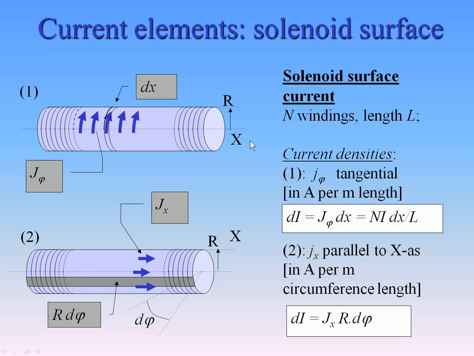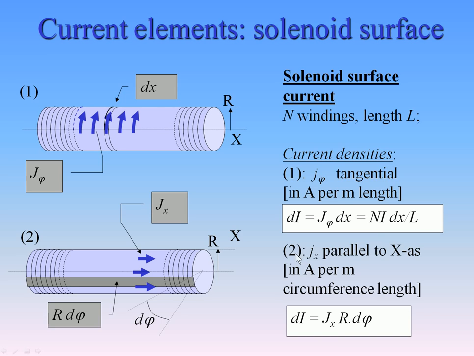A solenoid surface. Suppose the current is over the surface and it is directed perpendicular to the axis. Suppose we have n windings with a length L. Then the current density is, in this case, tangential, and we have a Jφ in ampere per meter length, and it means that the current element is Jφ dx is n times I dx over L. I is the total current times n over L.